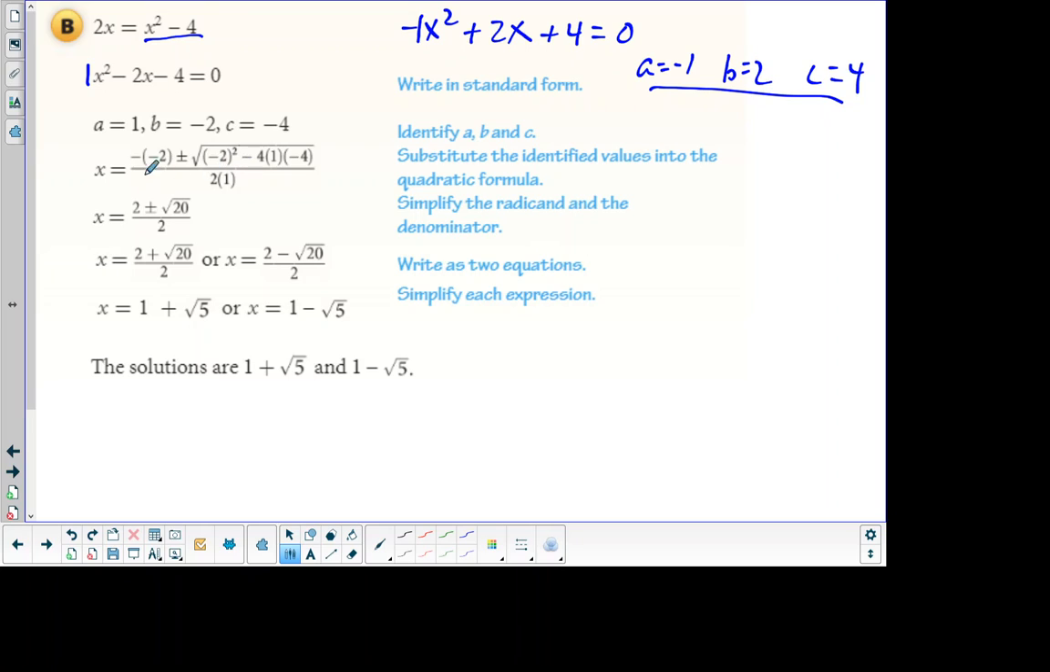Now just simplify it. Negative of negative 2 gave them positive 2. When you simplify everything under the radical, that becomes 4 minus 4 times 1 is 4. 4 times negative 4 is negative 16. So 4 minus negative 16 is 4 plus 16. That's how they got 20. And then 2 times 1 is 2 for the 2a. So that can be 2 plus square root of 20 over 2, or 2 minus square root of 20 over 2. How did they end up with these two answers?